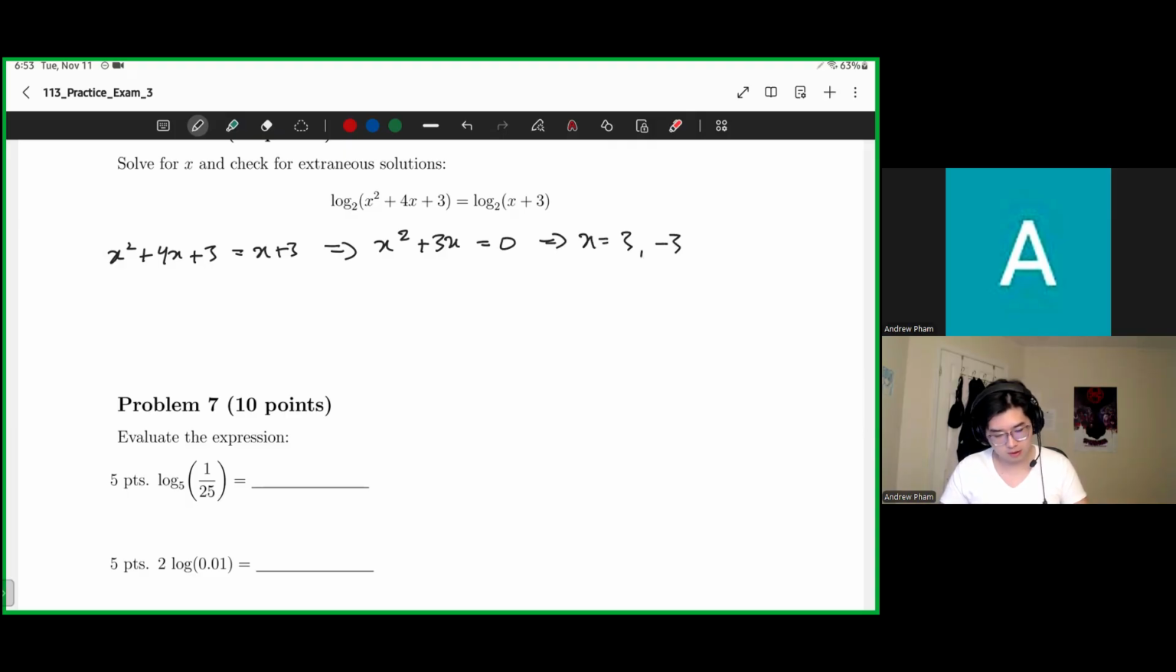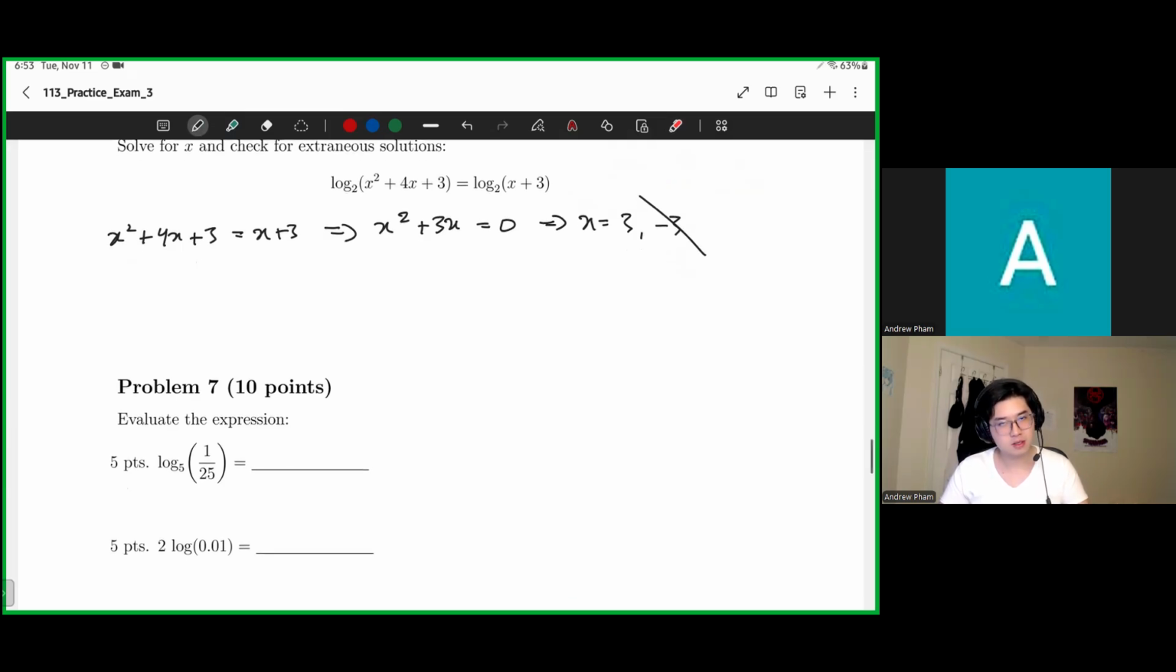So we have to check, right? So one can show that x is equal to 0 or x equals minus 3. But if you put minus 3 into the right-hand side, for example, you get log base 2 of minus 3 plus 3, which is log base 2 of 0. And that's undefined. Remember, the logarithm domain is only for positive numbers only. No 0, no negative numbers. So if you have 0 or negative numbers, that's going to lead to an extraneous solution. So x equals minus 3 is extraneous.